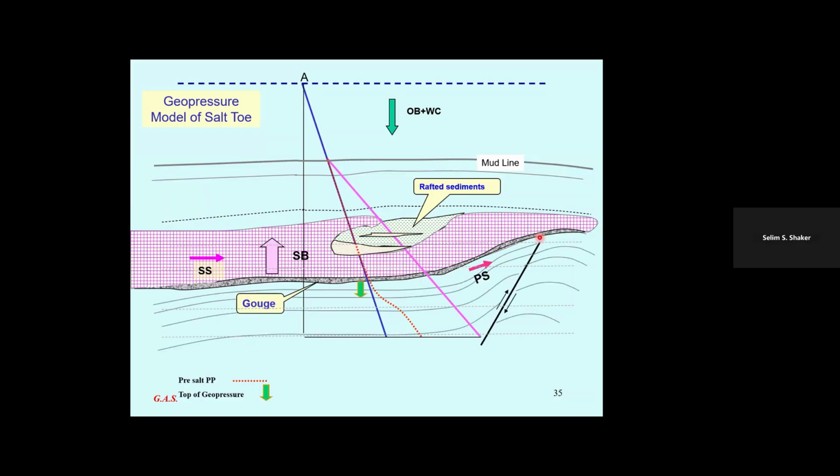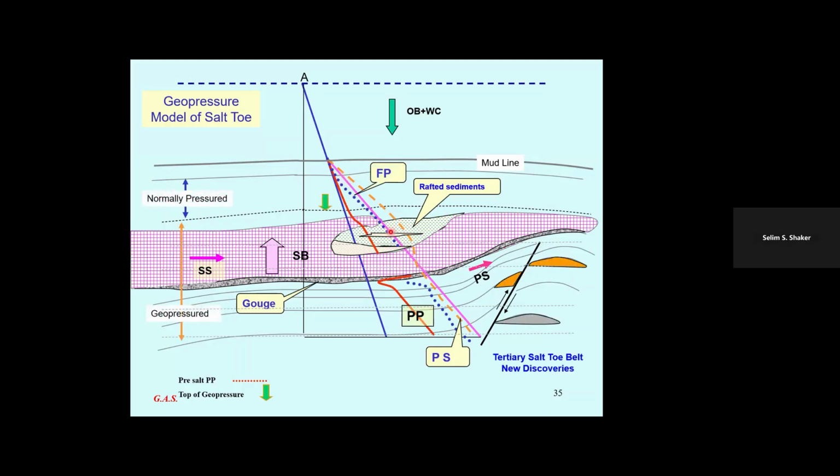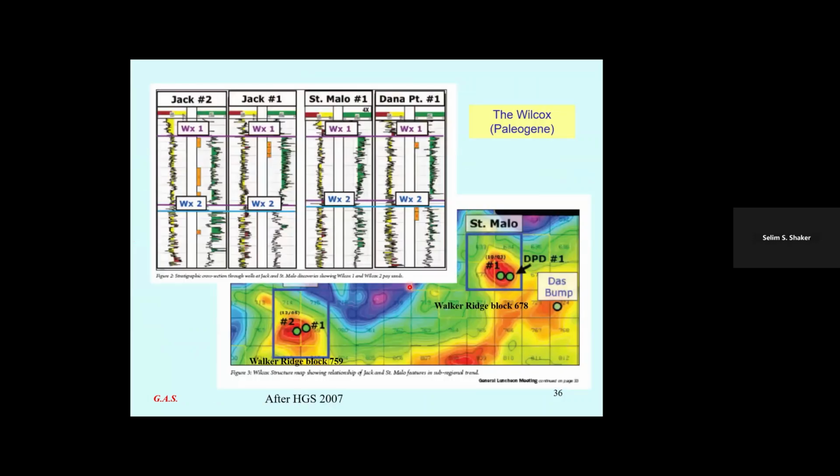So what is this going to do? Okay, it's going to change that system, the pressure system, completely. It is your principal stress. Here is your pore pressure, and here is your frag pressure. And you see how at this gouge here, your pore pressure and frag pressure went down.